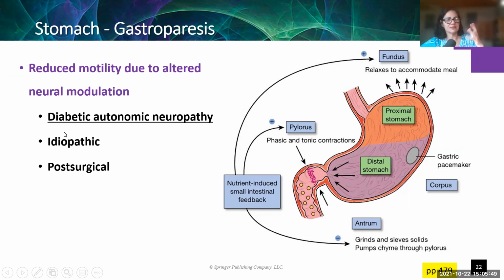And then sometimes we don't know why this happens. And for some people, it's after surgery that it happens. But anyway, if there's insulin involved, this just increases the complexity of caring for this patient.